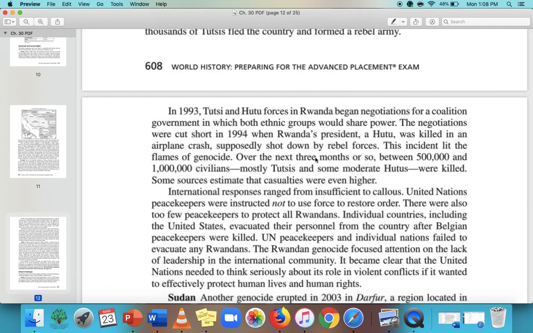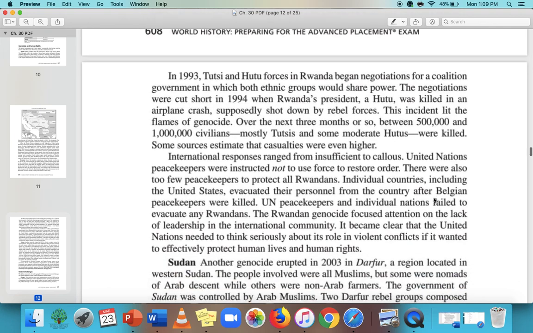Over the next 3 months or so, between 500,000 and 1 million civilians, mostly Tutsis and some moderate Hutus, were killed. And some sources estimate that casualties were even higher. The best estimate I've heard is 800,000. And this was just between April and June of 1994. Okay, April to June of 1994, so many people killed. And remember, I said they weren't killed with guns. They were killed with machetes. Just absolutely horrible to think about.